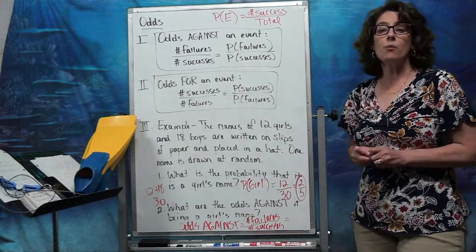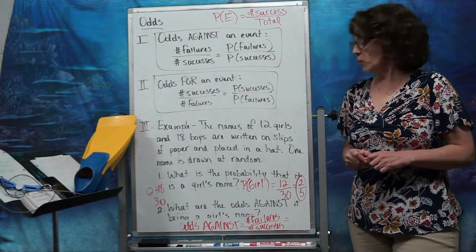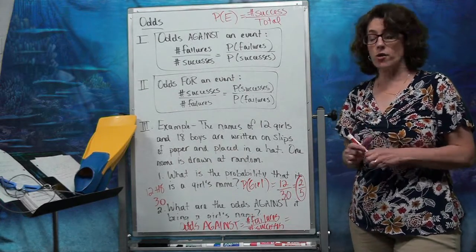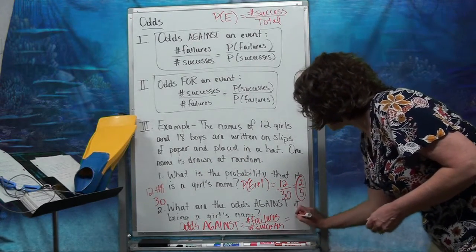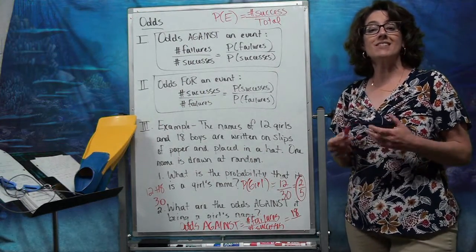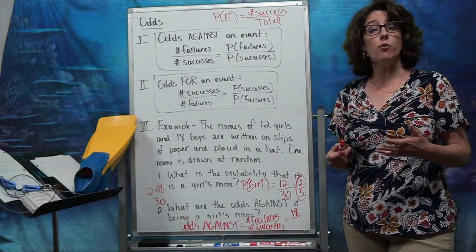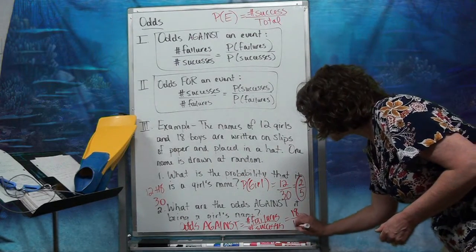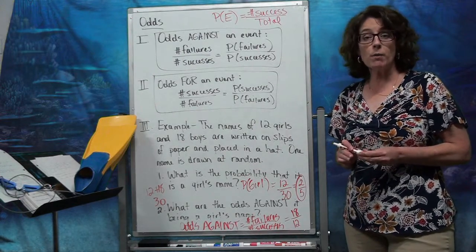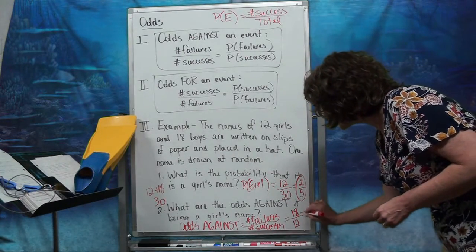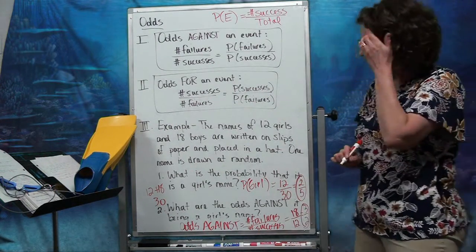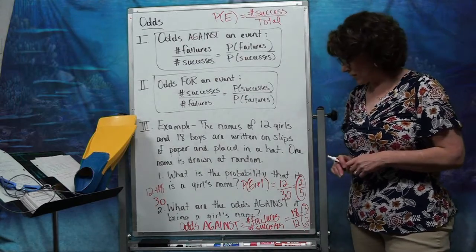So how many ways can we fail at drawing a girl's name? Well, there's 18 boys' names. That's how many ways we can fail at drawing a girl's name. So it would be 18 failures. But how many ways can we be successful at drawing a girl's name? There's 12 ways to do that, so it would be 18 over 12. And once again, always simplify a fraction if you can. 6 will go into both yet again. 6 goes into 18 3 times, and 6 goes into 12 2 times. So my odds against would be 3 out of 2.